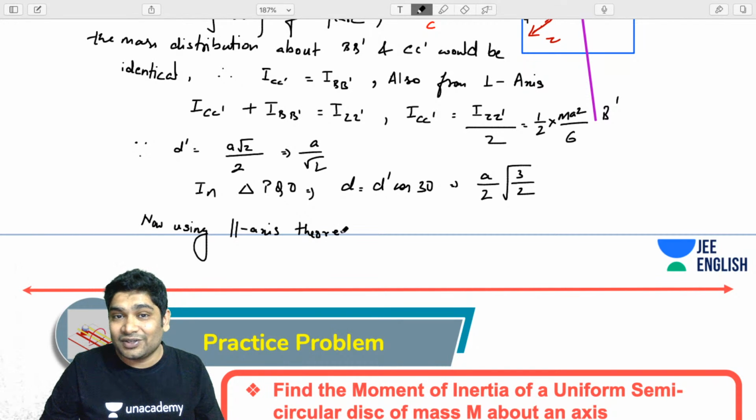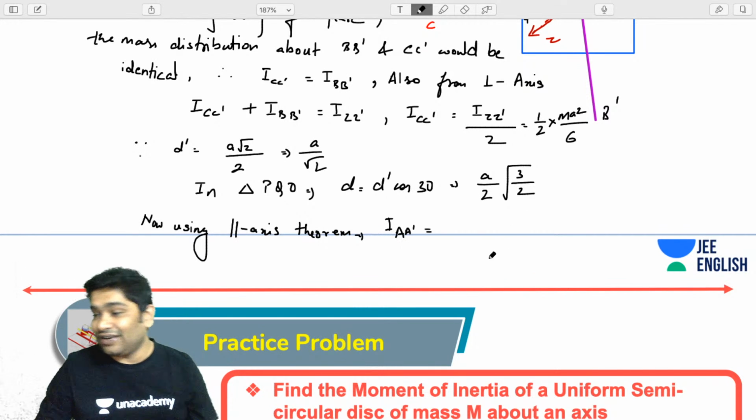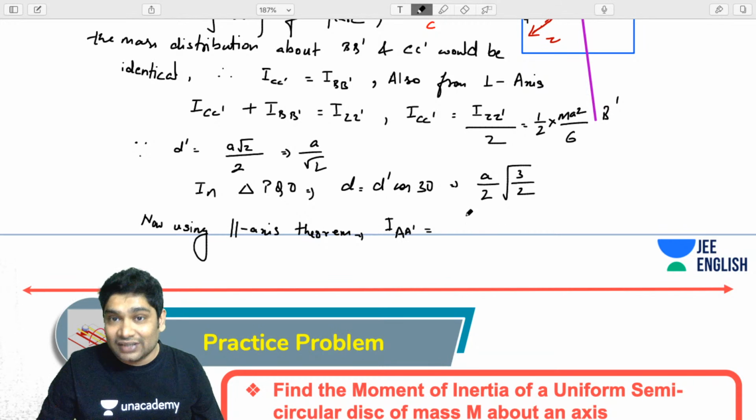Using the parallel axis theorem, I can say IA dash. So this is a very, very good question, a very tricky question. You should all try this, okay? So that would be 1 by 12 ma square plus md square, right? So that will be m times a square by 4 into 3 by 2. So you will realize here you have 8 and here you have 12.